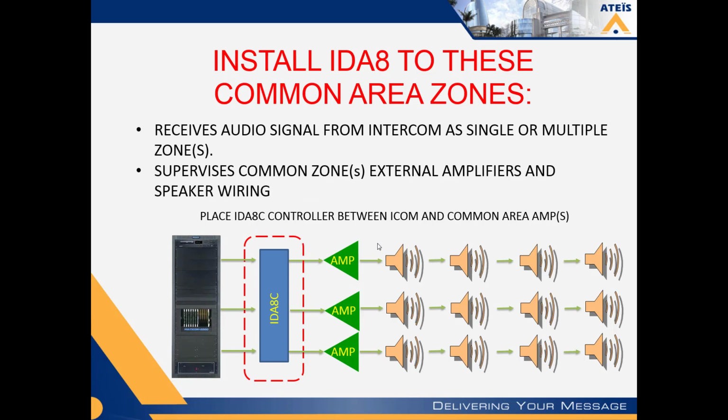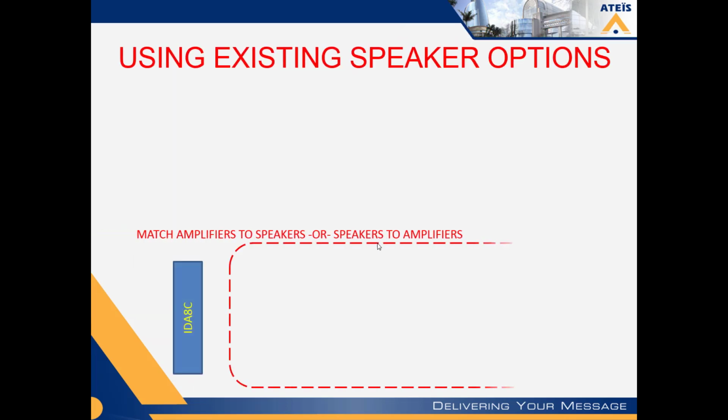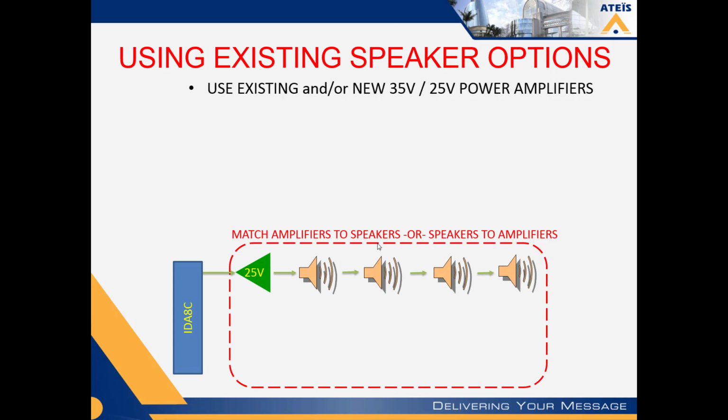All of the output zones that go out to your common areas and the external amplifiers and the wiring, we will supervise all of those. And we can use your existing amplifiers, and we will supervise every single one of the circuits and the amps going out with that, just by putting this in between the intercom and the amplifiers.